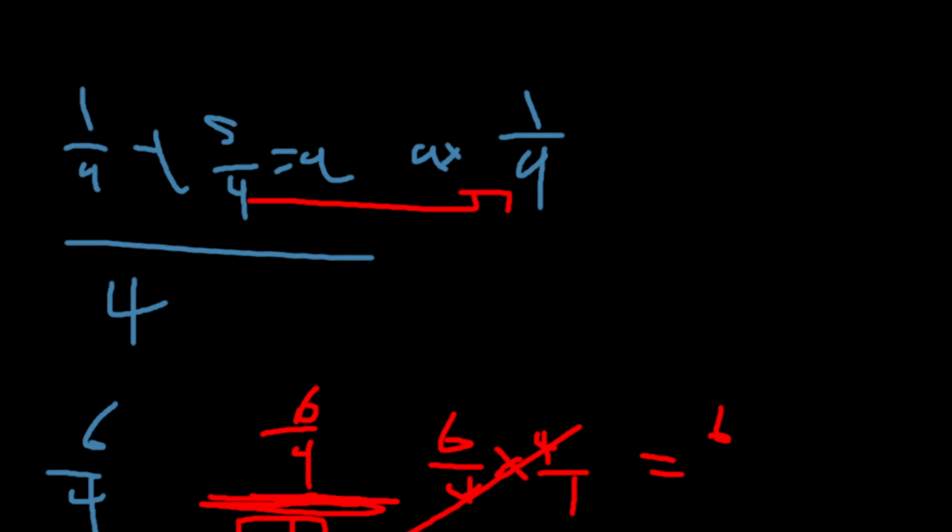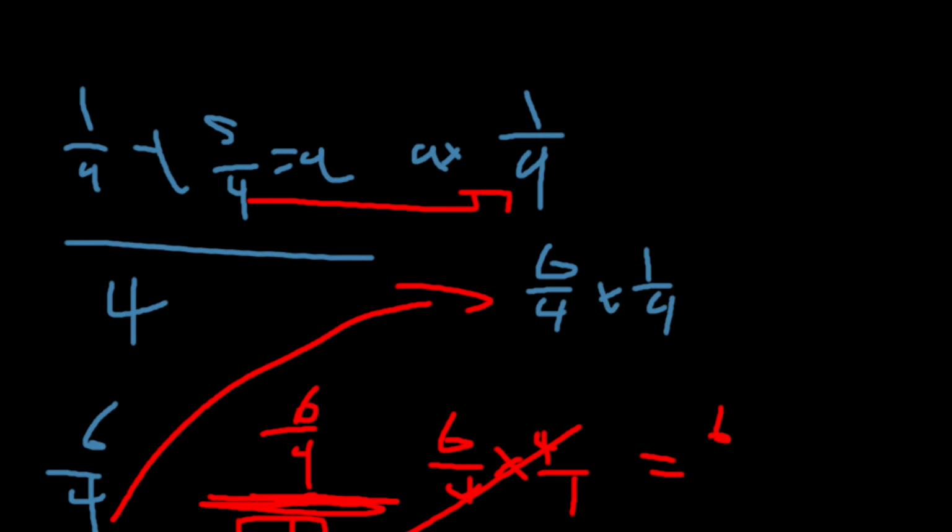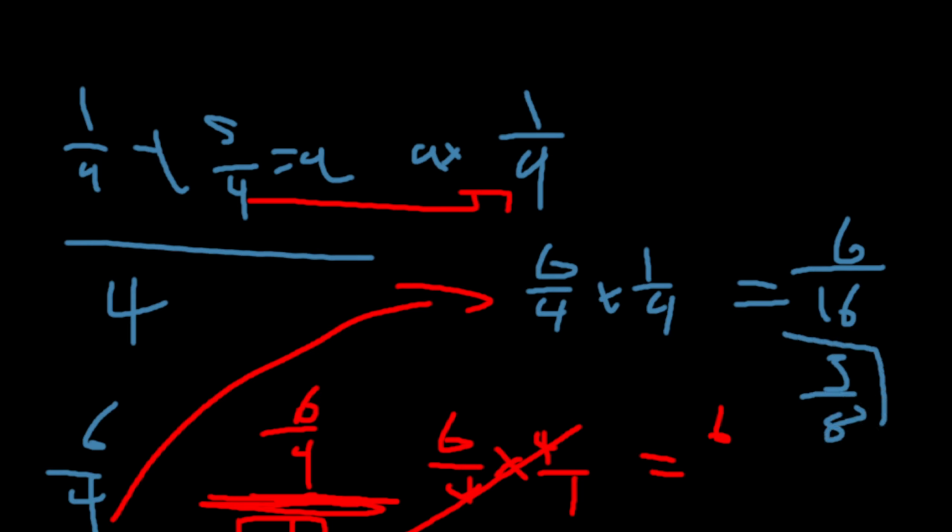But let's see what the real answer is. Over here. Okay. So 6 over 4 times 1/4. And that's 6 over 16. Simplify by 2 is 3 over 8. Notice how 3 over 8 is nowhere close to 6.